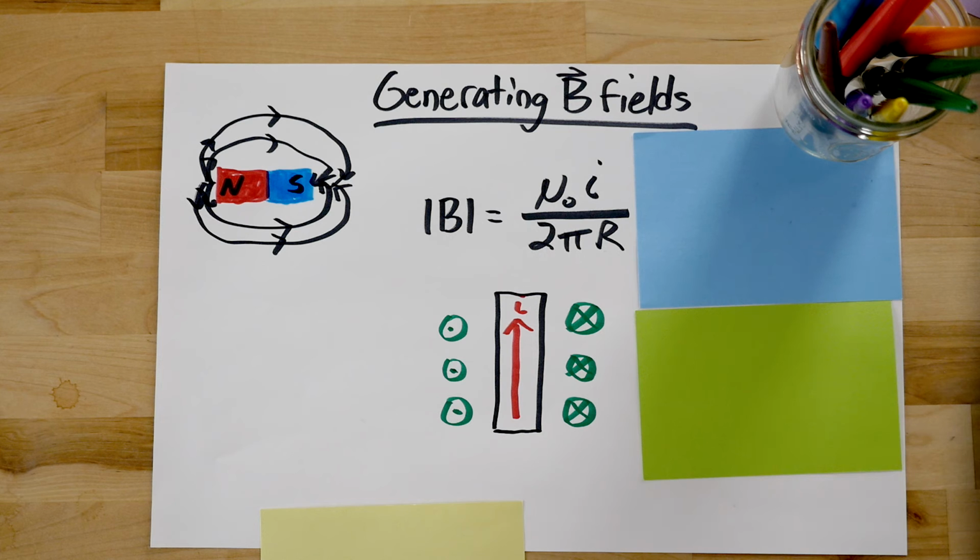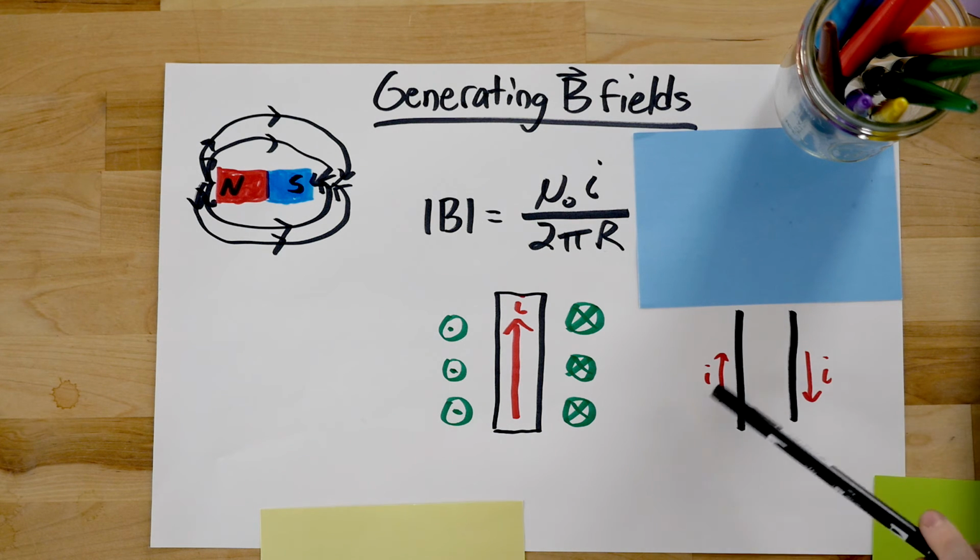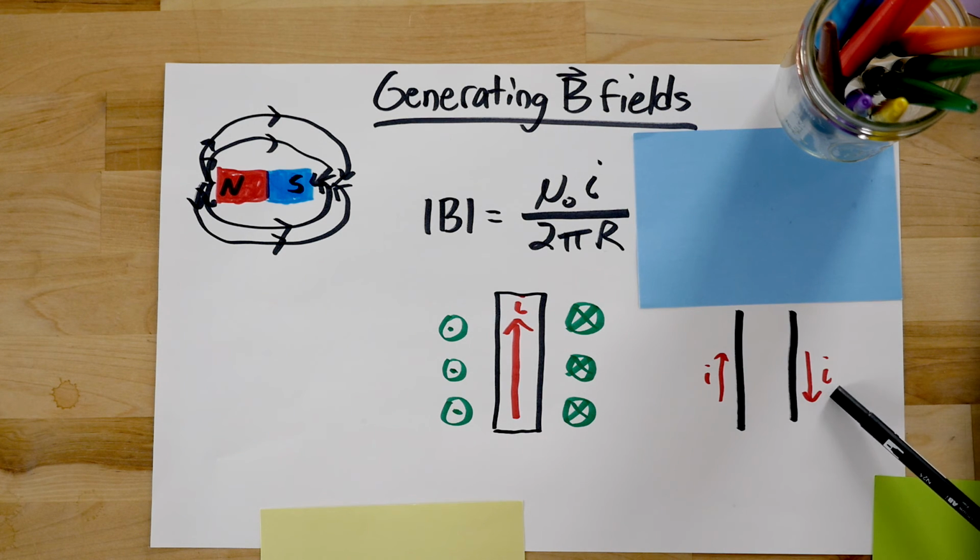You can actually combine this in all sorts of interesting ways. Let's say we put two wires next to each other with current going in opposite directions. Should these attract or should they repel? What if the current was going in the same direction?